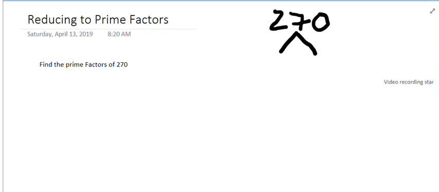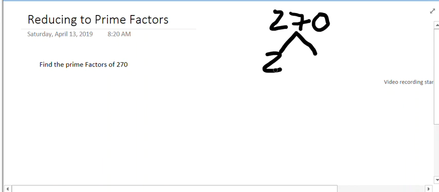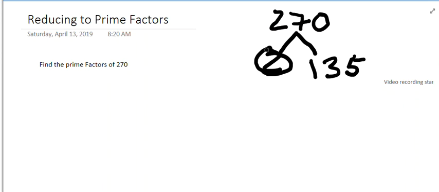And so if we take 2 and divide it into 270, we know that 2 times 135 equals 270. And we also know from our prime factor chart that 2 is a prime number. So we're going to circle 2. So it's 2 times 135. We're not going to do any more with the 2 on the left-hand side, and we know that that is prime. So we're done with this level.